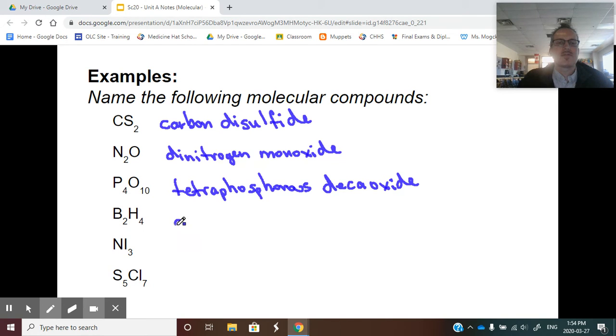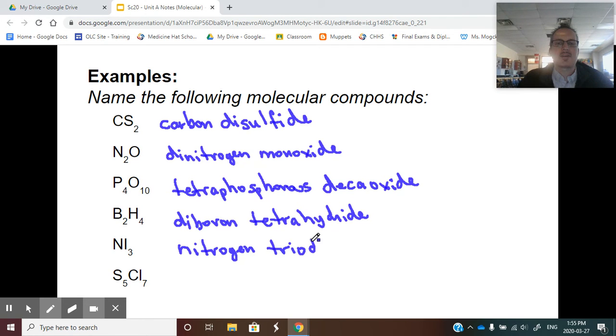2 borons would be diboron. 4 hydrogens would be tetra again. And then hydrogen changes to hydride. Again, the IDE ending. 1 nitrogen, we'll just call it nitrogen because we don't start with mono ever. And then 3 iodines would be triiodide.